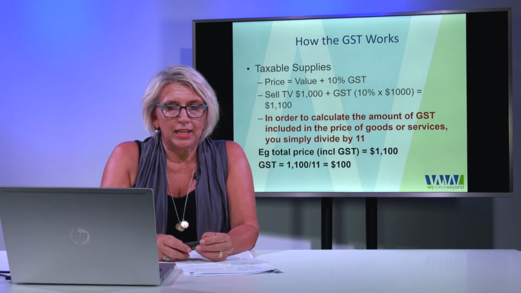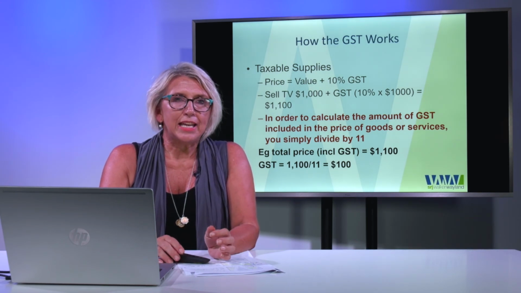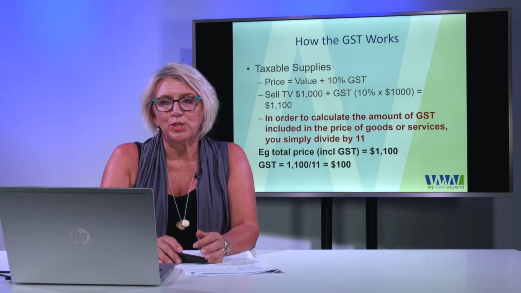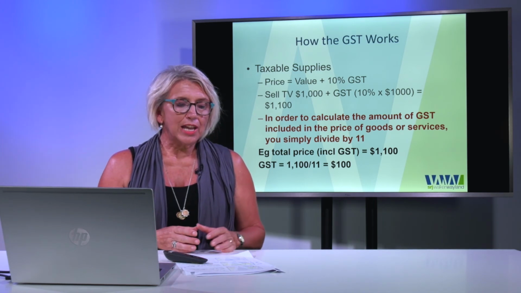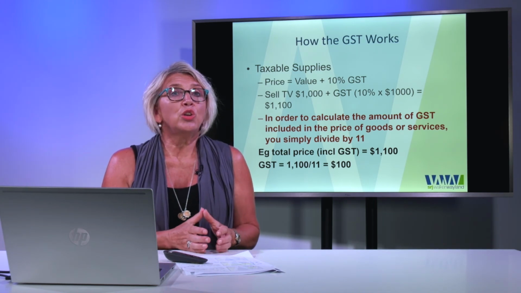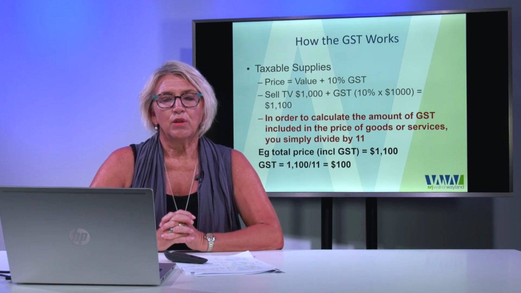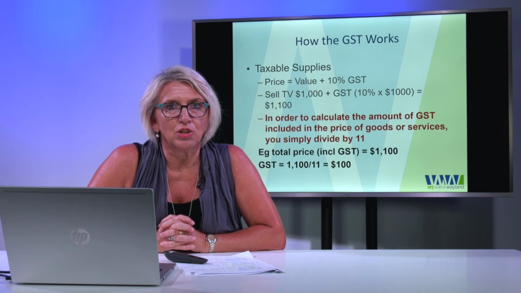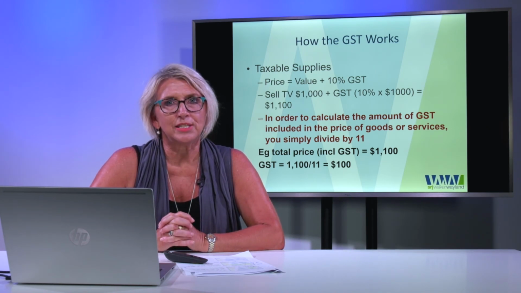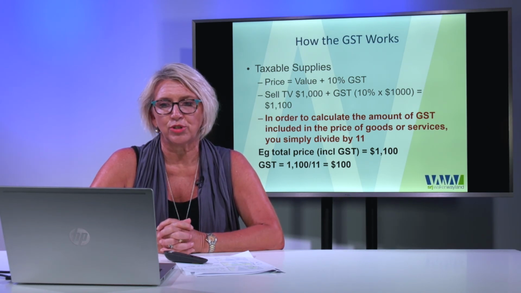So how do we calculate it? GST is payable on what we call a taxable supply. Your taxable supply is calculated at the value you want to sell it for plus the 10% GST. So if I want to sell a TV for $1,000 plus GST, my sale price needs to be $1,100.